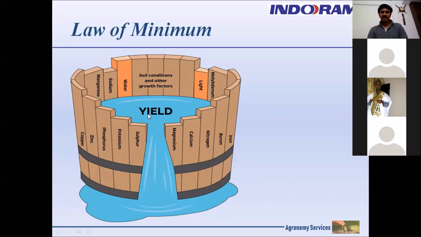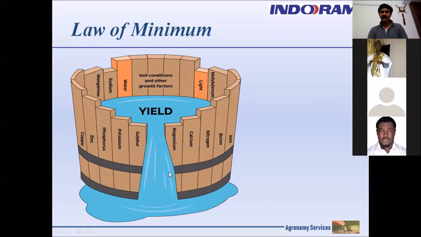And if you see, the yield is draining out from the area where the height of that particular strip or wood section is lower. So we need to maintain a sufficient level of each and every factor responsible for crop growth and development, then only we can get the maximum productivity or yield. So the yield or productivity of any crop is governed by the nutrient or the factor which is present in a limited or minimum quantity.